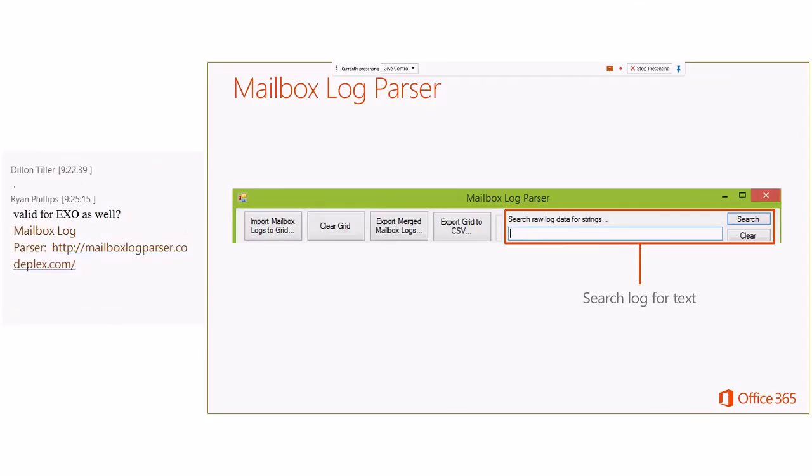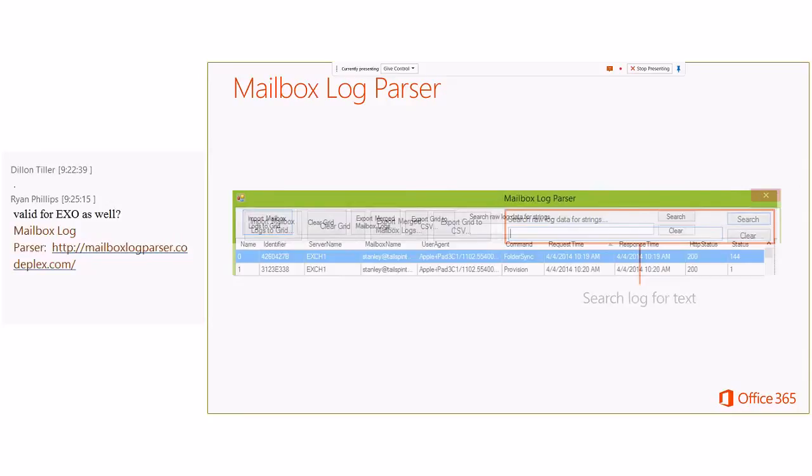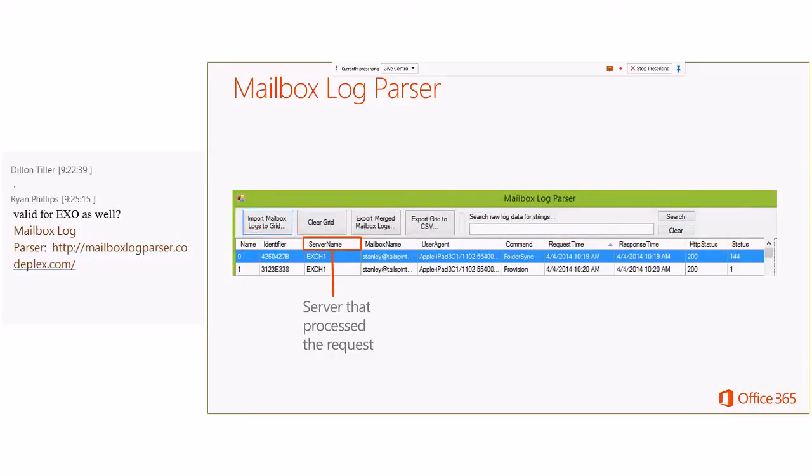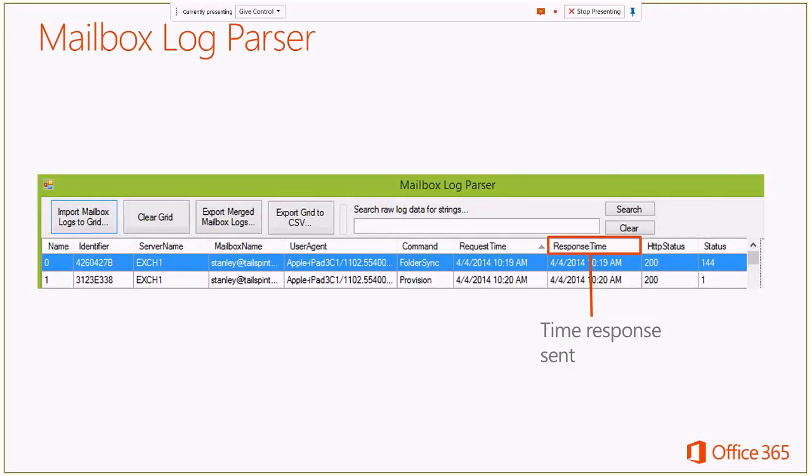When you open up a mailbox log in here, you will see several columns, including the name, which is just the log entry ID, and the server name. This is the server that processed the request. We have the user mailbox, and the command the client sent to Exchange. We have the request time. This is the time Exchange received the request, and the response time is the time Exchange responded. So if there's any kind of network latency or connectivity issues, the client may have sent it sooner, but it may have taken a few minutes or a few seconds for it to actually reach Exchange. There's also the HTTP status, what happened in IIS, and the status column for the ES status.